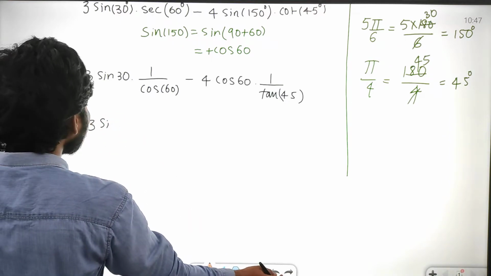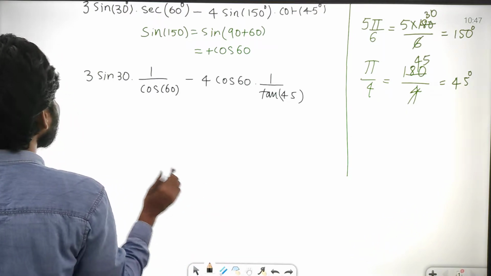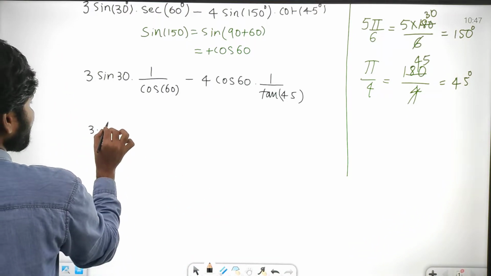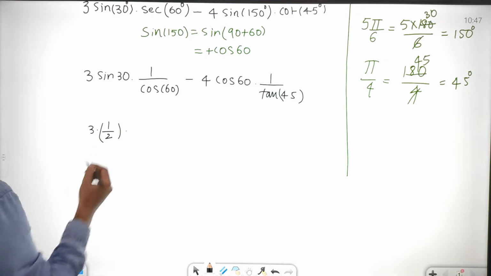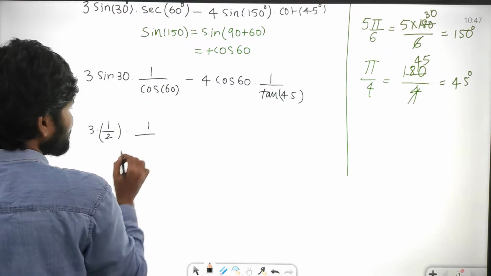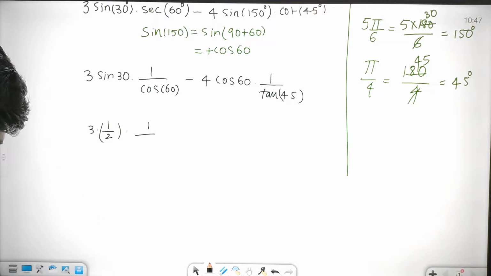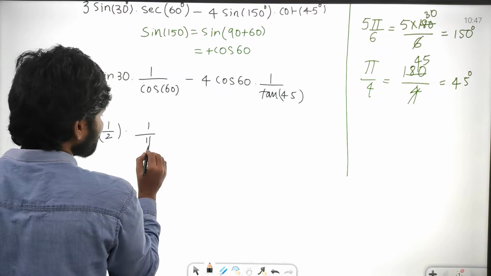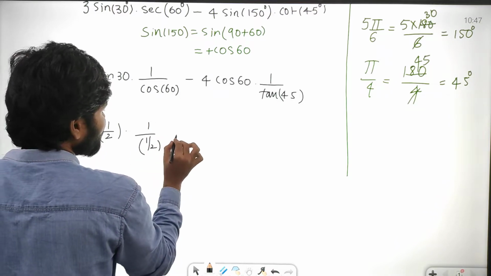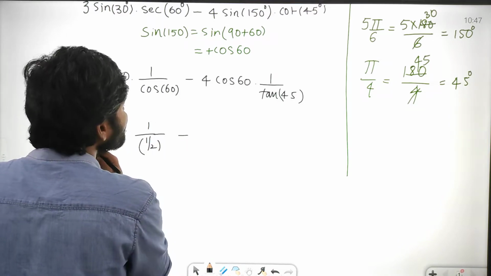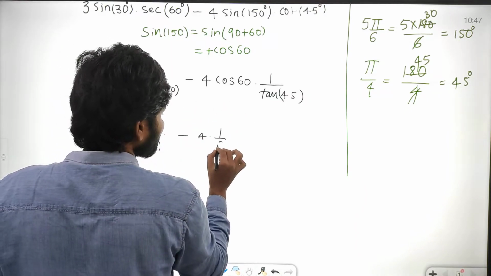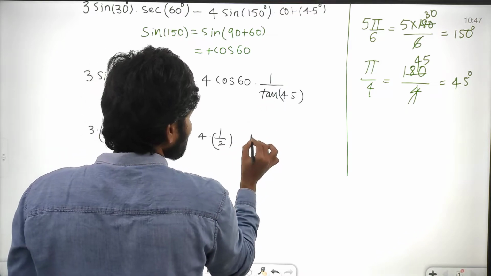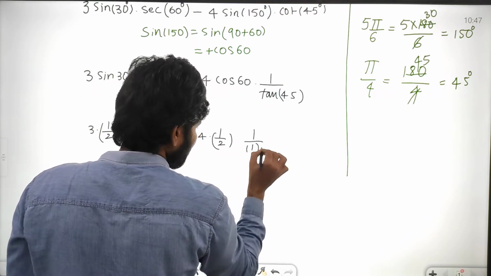So what is sine 30? Sine 30 is nothing but 1 by 2. What is 1 by cos 60? Cos 60 is nothing but 1 by 2. Minus 4, cos 60 is 1 by 2. And the value of tan 45 is 1.